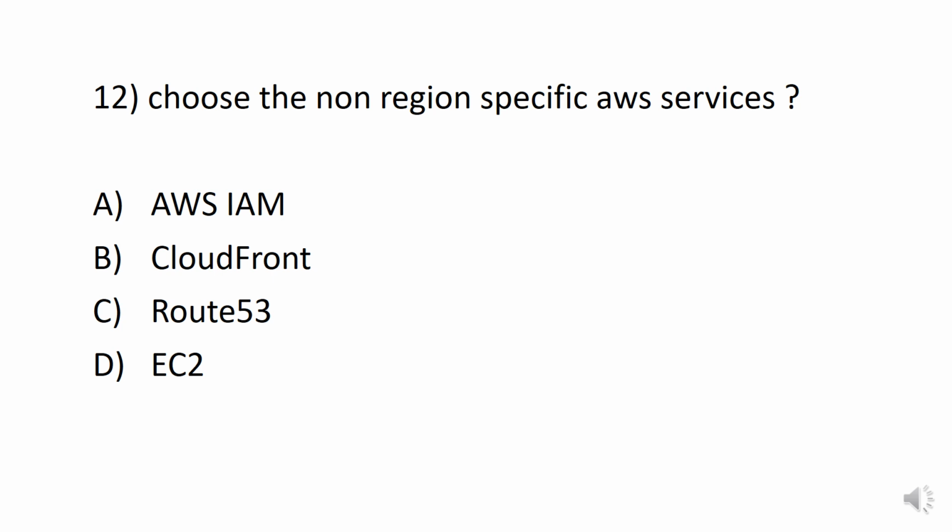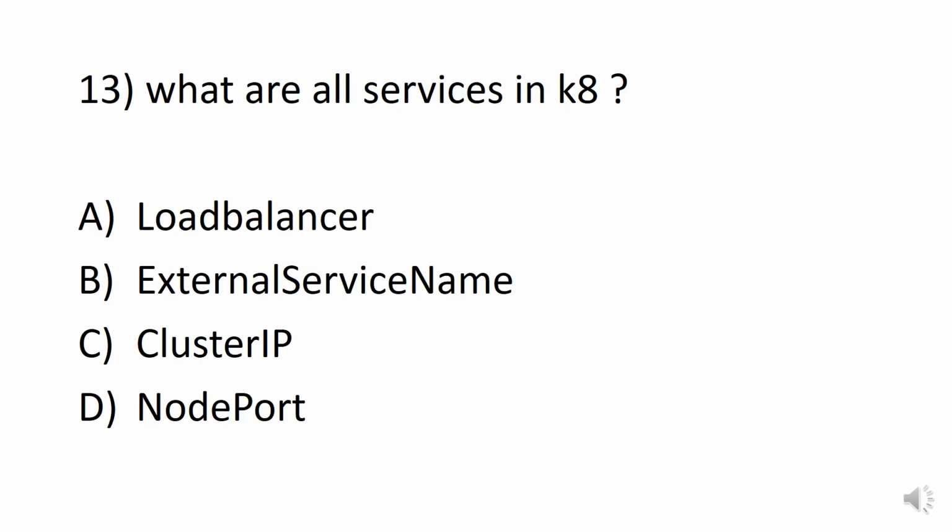There were 12 questions. Choose the non-region specific AWS services. So there are four options: AWS IAM, CloudFront, Route 53. As we know, AWS IAM is a non-region service. CloudFront is non-region specific. Route 53 is non-region specific. EC2 is region specific. So these three will be our answer.